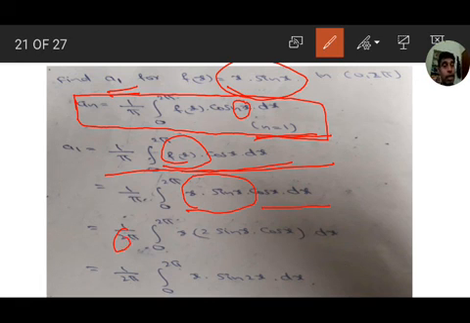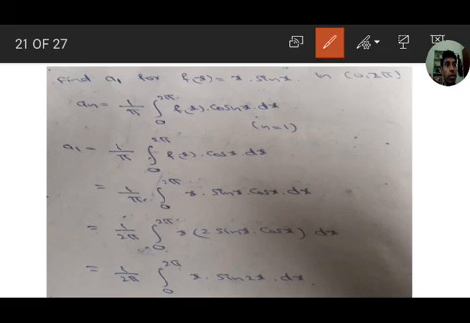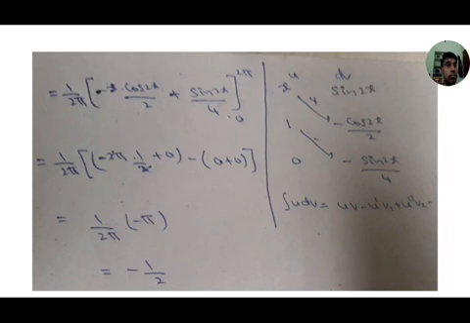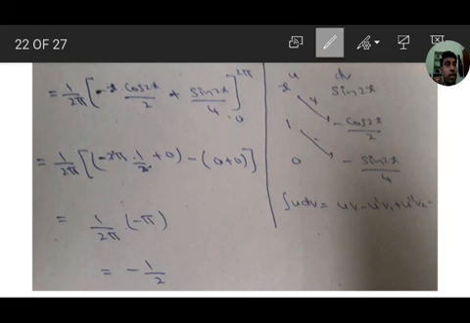Here multiplying and dividing by 2, we get 1 by 2 pi integration 0 to 2 pi x into 2 sin x into cos x dx. 2 sin x into cos x means the sin 2x formula, sin 2 theta equals 2 sin theta into cos theta. So 1 by 2 pi integration 0 to 2 pi x into sin 2x dx. Here also u into dv. So u equal to x, dv equal to sin 2x.